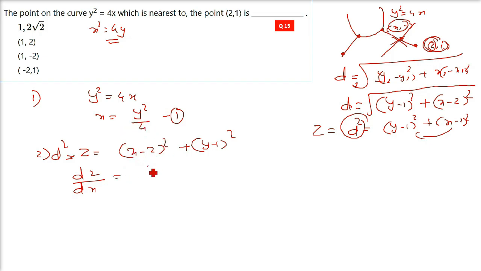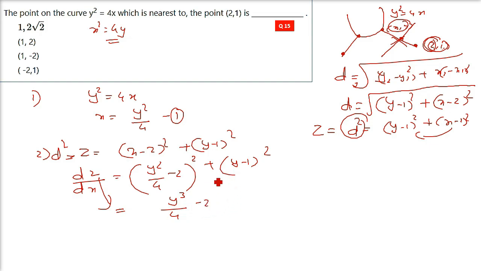Let us differentiate it. But the problem is we need to have this right hand side either with x or y. So we will replace x by y square by 4 in the first term. The second term y minus 1 whole square will remain the same. Now we have all y's on the right hand side. Once you have all of the y on the right hand side, now you can differentiate with respect to y. We don't want to deal with y under root, of course.